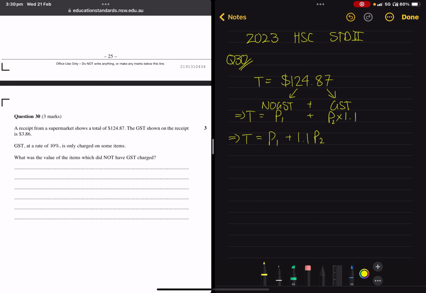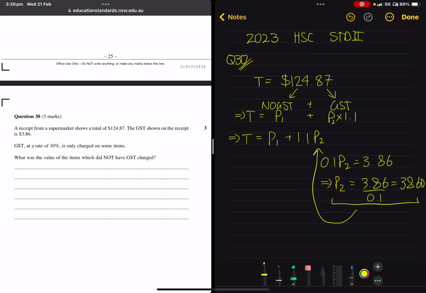Now we have some information about the question. We've been told the GST shown on the receipt is 3.86. This means that 10%, 0.1 times P2, is actually equal to $3.86, because this is the GST on P2. This means that P2 is 3.86 divided by 0.1, which is 38.60. So we now know P2. The value for P2 is 38.60.